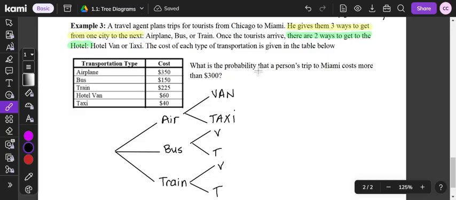Okay, and it says, what is the probability that a person's trip to Miami costs more than $300? And you might be thinking at this point, now wait a minute, Coach Connor, there are no probabilities given in the problem. We only know how many branches we have. We don't know probabilities. You're right. However, we can still use our probability formula.